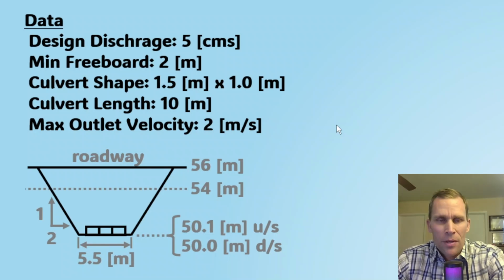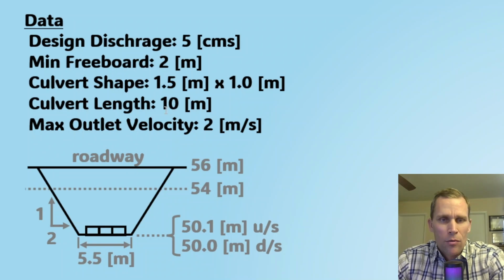All right, as a quick introduction, I'm going to bring up a PowerPoint here, and this shows the data for our problem, at least some of it. Our design discharge is going to be 5 cubic meters per second. The minimum freeboard is 2 meters. As you can see from the diagram, we have a roadway with an elevation at 56 meters. And then due to the minimum freeboard of 2 meters, that puts the maximum allowable water surface elevation at 54 meters. The culvert shape we're going to be using is a box culvert, a concrete box culvert that's 1.5 meters wide by 1.0 meters high.